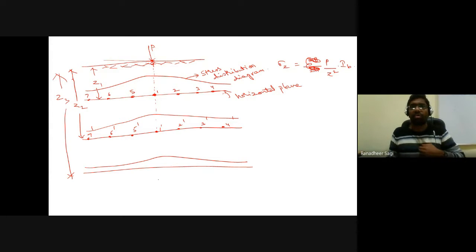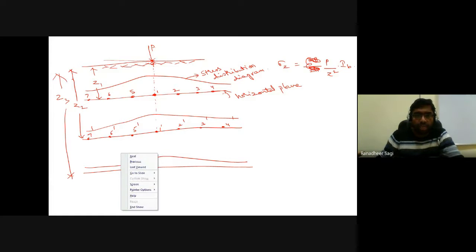And furthermore, if you are going ahead, you will see that the intensity of stress is further getting decreased, and so on. This is what is called your stress distribution diagram for that applied point load on what is called your horizontal plane. We are understanding how your stress distribution diagram is varying due to the applied load on a horizontal plane.